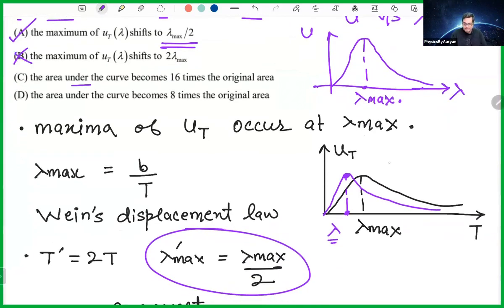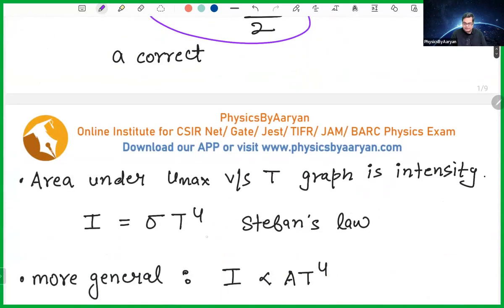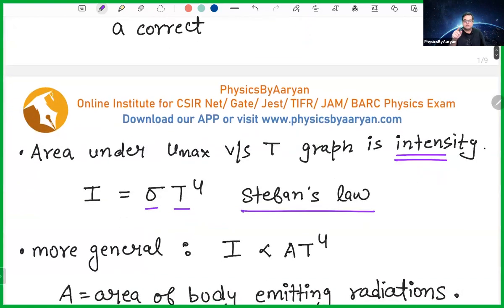So the area under the curve. The area under this curve is defined as the intensity. This has been covered in the lecture. If you find the area under this graph, you will get the total intensity of the light being emitted. How much is the total intensity of the light being emitted by the body? That is always equal to sigma into T to the power 4. This is known as Stefan's law. So intensity depends on T to the power 4. Sigma is just a constant.